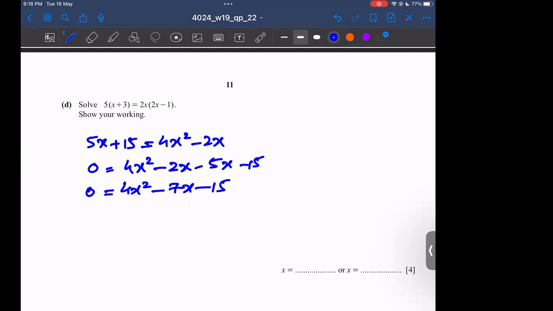Now you have the option that you can do the middle term breaking as well, or you can also do the quadratic formula. What I'm doing is the middle term breaking. 4 into minus 15. What is 4 into minus 15? 4 into minus 15 is going to be minus 60. Now you have to take two numbers which give the product minus 60, and the sum of the two numbers is minus 7. What are those numbers?